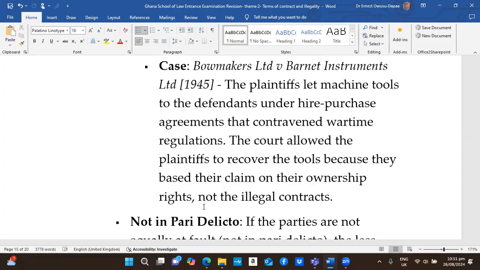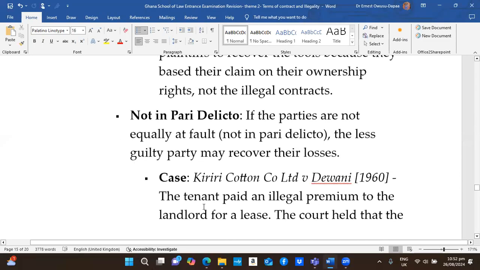So the tools were with the defendant, there being a default in paying and all that. Now, quite apart from saying that you are in breach of the contract, so give the tools back to me, they could also establish that they were the owners. And in that case, you can come under tort or some other legal regime without necessarily basing yourself on the contract, which is illegal.